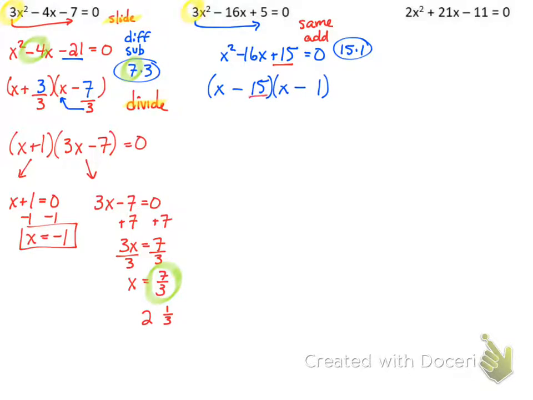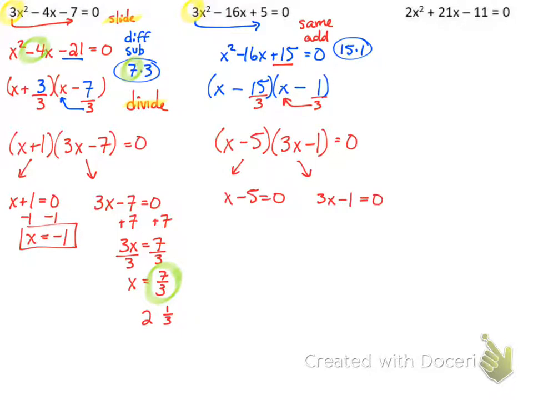So again, there's my divide step. The first parenthesis reduces to x minus 5. And then in the second parenthesis, I got to do my bottoms up, which is 3x minus 1. Split it off into two separate equations. Get x minus 5 is equal to 0, and 3x minus 1 is equal to 0. Add the 5 to the other side. Get x is equal to 5.